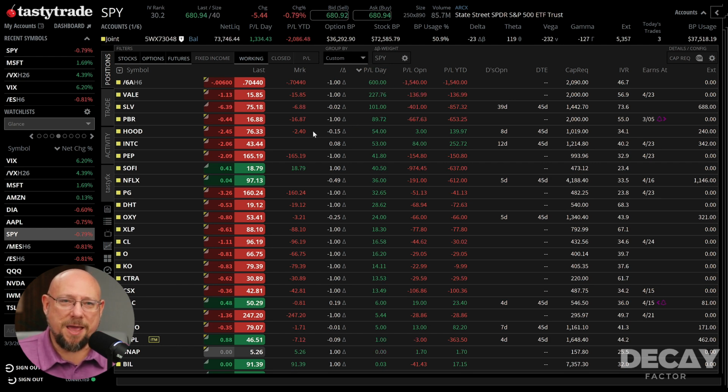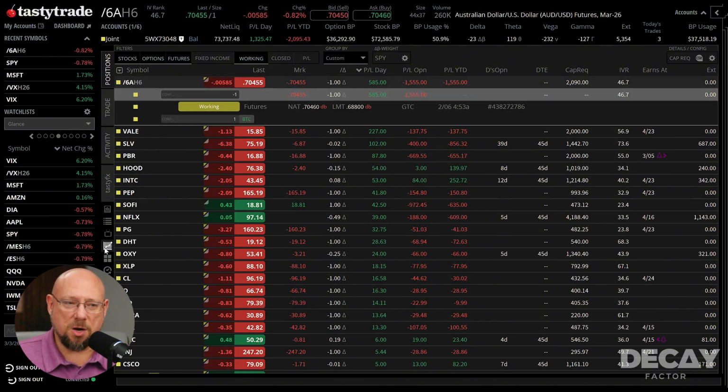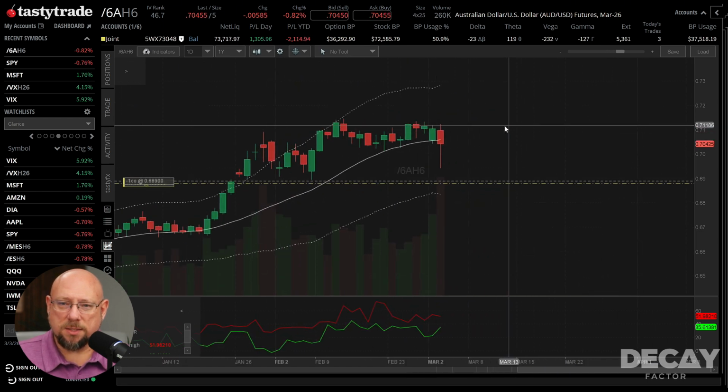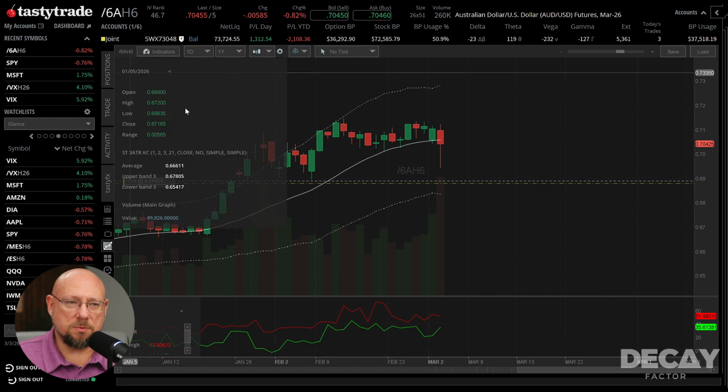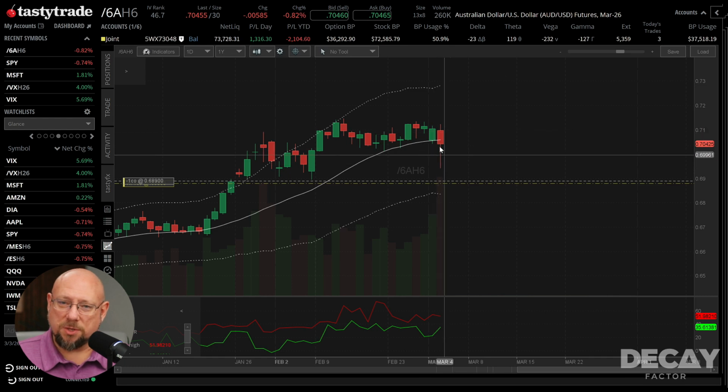My 6A Aussie dollar position is in the green today by $600. If we come over here and look at the chart, we can see that we were in the green by quite a bit more than that. We had definitely a pullback here in the Aussie dollar, all the way down to 0.6944. Now, our cost basis here is 0.689. So, this position was looking really good for a little while today.